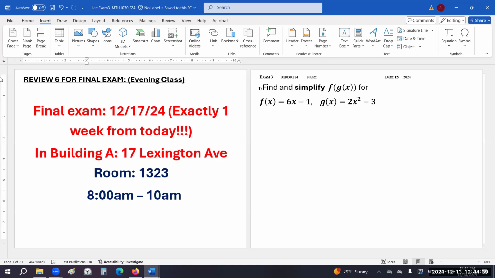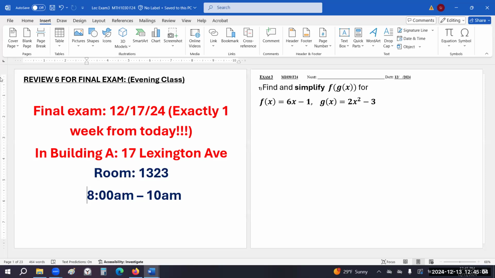Okay, final exam. Our final exam will be Tuesday. Today's Friday. Saturday, Sunday, Monday: 3 days from today, on Tuesday, 8 a.m. in the morning. Not in this building. It's at 17 Lexington, the old building, 13th floor, room number 23.